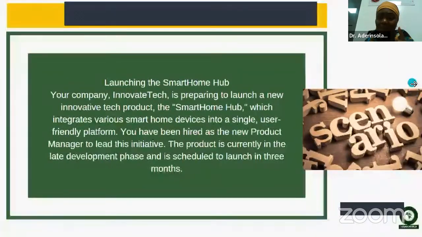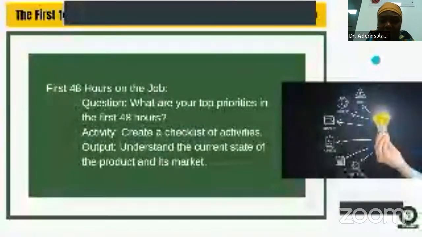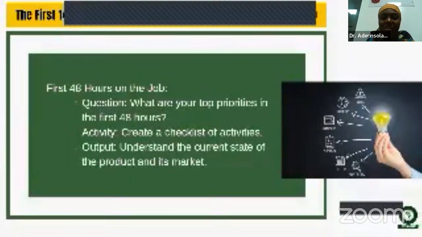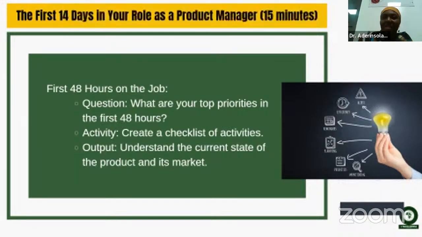Why did I come back here? I wanted to call your attention to this particular thing. In the first 48 hours, what are your priorities? And you need to answer with respect to the current state of the product and the market for it. If they say a product is launching in the next 3 months, I want to call your attention to the fact that you need to have a marketing plan, right? What is your marketing plan with respect to your priorities in 48 hours? So that is what this is.